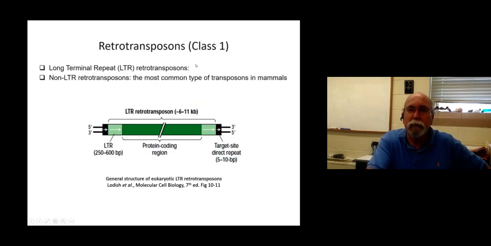All right, well, the class 1 are the retrotransposons. There are a number of different forms of these, but for our purposes, we're going to talk about those that are called LTRs, and LTRs are long terminal repeats. So they have quite a long section on each end that has this terminal area, and then they have a coding region in the middle of them. And then we're going to talk about non-LTRs.